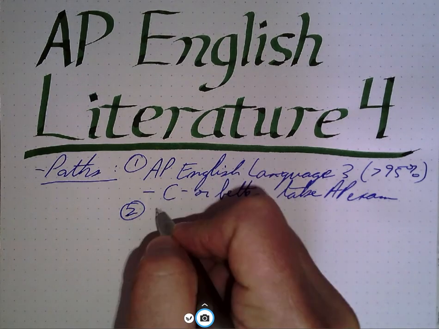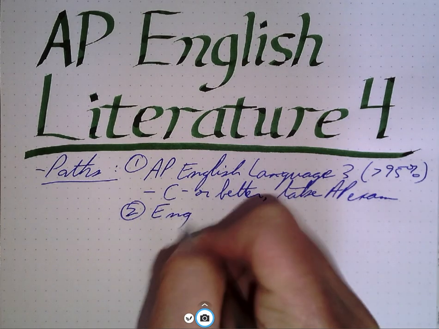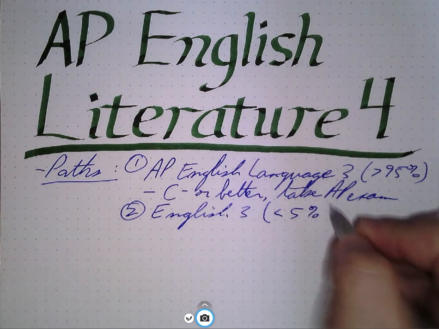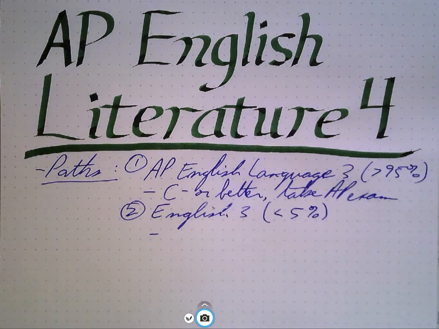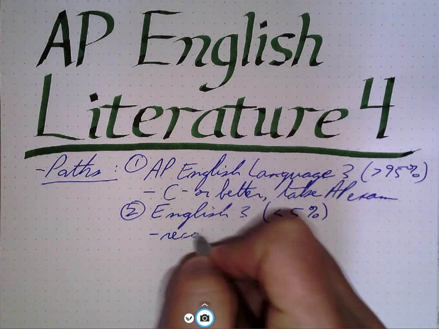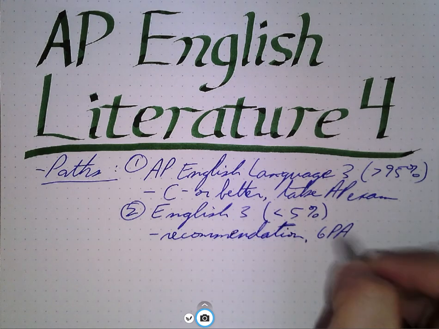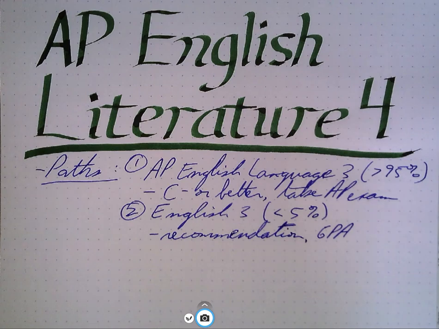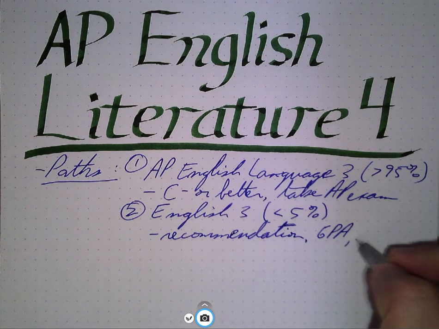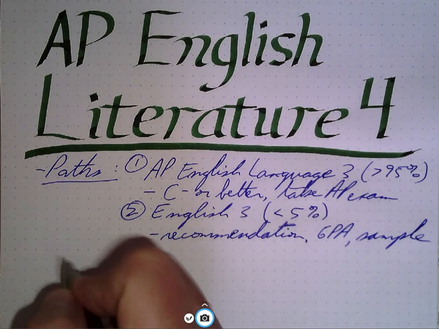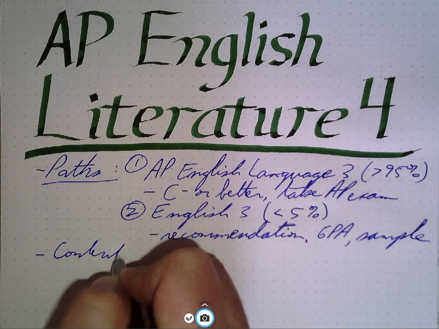The second way that students sometimes arrive in AP English Literature 4 is coming to us through English 3, the core class. This core class, we probably get fewer than 5% of our students arriving through this path, but we still do get, usually a few every year. And students who take this path will need a teacher recommendation to evaluate their candidacy. They will also be evaluated on their GPA, both their overall GPA as well as their English GPA. And there may also be a request for a writing sample in order to be admitted from English 3 to Literature 4. Okay?